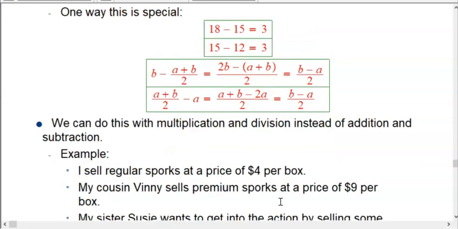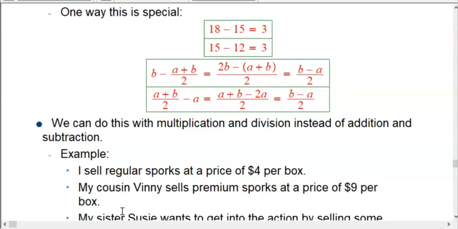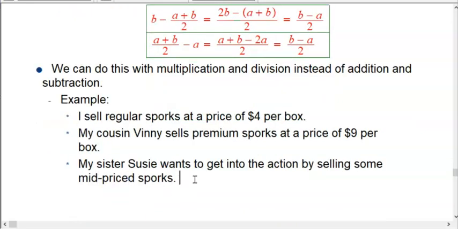So I'll have a little fanciful example here. Let's say I sell regular sporks at a price of $4 per box. My cousin Vinny sells premium sporks at a price of $9 per box. And my sister Susie wants to get into the action by selling some mid-priced sporks. Here's what she wants to mean by mid-price. She doesn't want to compare by the differences like we were just doing. She thinks it's more appropriate to look at the ratios of the prices, which is often a better way to compare things.